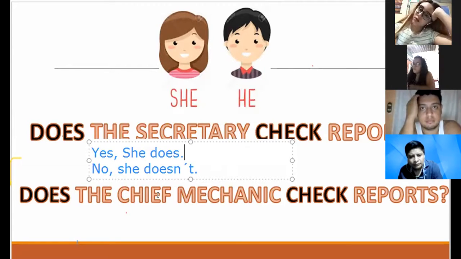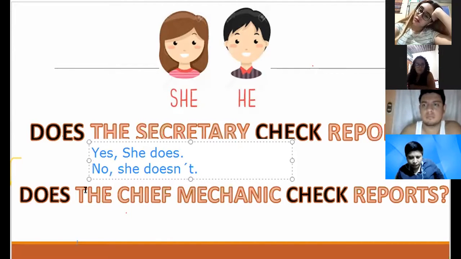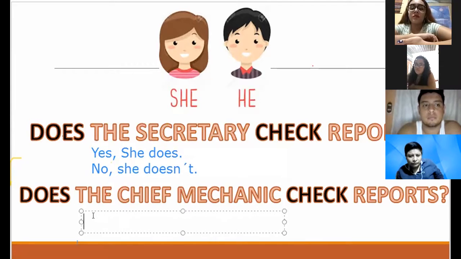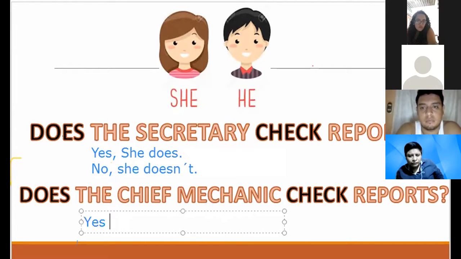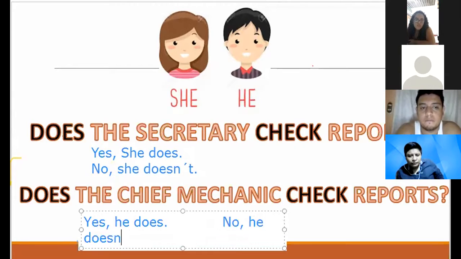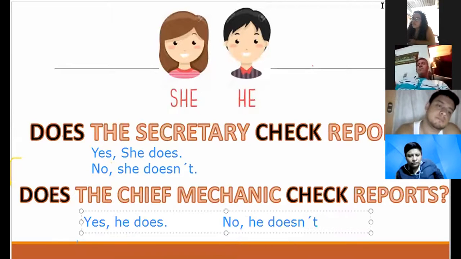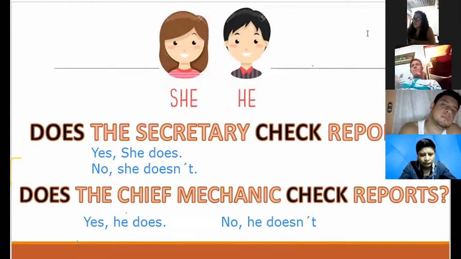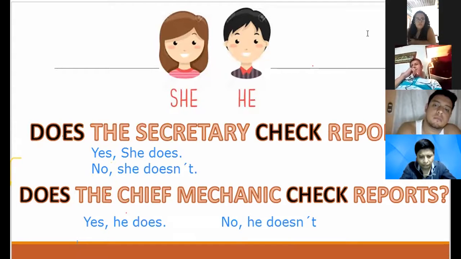Now let's think. Does the chief mechanic check reports? Yes, he does. No, he doesn't. What do you think? In your job, do you have mechanics? If in your job the chief mechanic checks reports, then you answer positively, right? Then you say, yes, he does. But if in your job you don't have mechanics, or maybe the mechanics don't check reports, then you say, no, he doesn't.